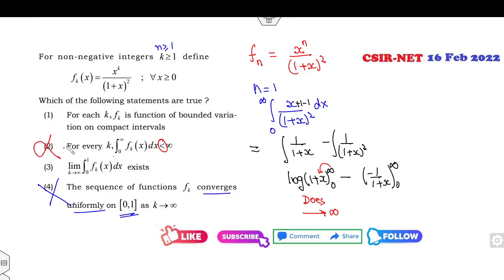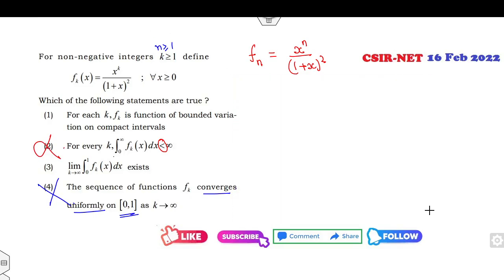Fine. Now look at the first option. For each k, the function is of bounded variation. What is the meaning of bounded variation? If you calculate the derivative, it is bounded. And clearly we can say that for each k, for example, if I choose n as 1, what will happen? Or if you find the derivative with respect to x, what will happen?